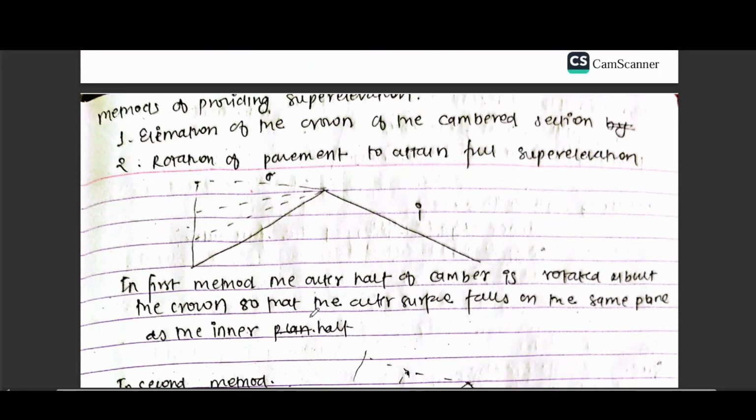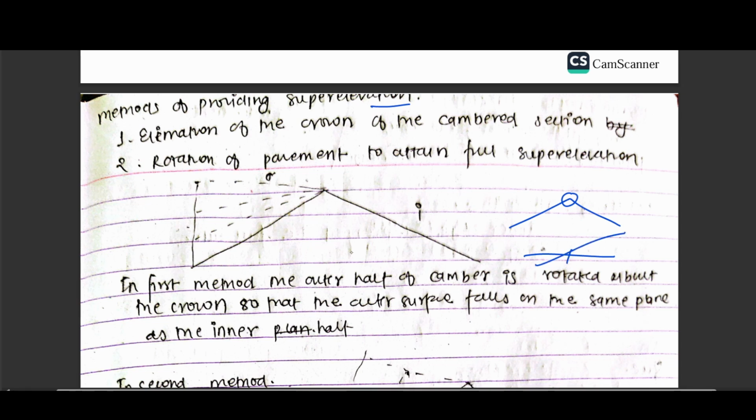Well, let's move on to the next topic, that is, methods of providing super elevation. Generally there are two methods of providing super elevation. One is elimination of the crown of the camber section. This is the camber section, and we gradually eliminate this crown. Another one is the rotation of the pavement to attain the full super elevation. We rotate this pavement in such a way that the full super elevation is attained.